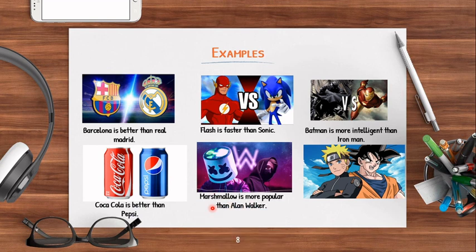You think Marshmello is more popular than Alan Walker, you can say, or you can say Alan Walker is more popular than Marshmello. Can be that way. We have Naruto and Goku. Naruto is stronger than Goku, or you can say Goku is stronger than Naruto. You can do it that way around.